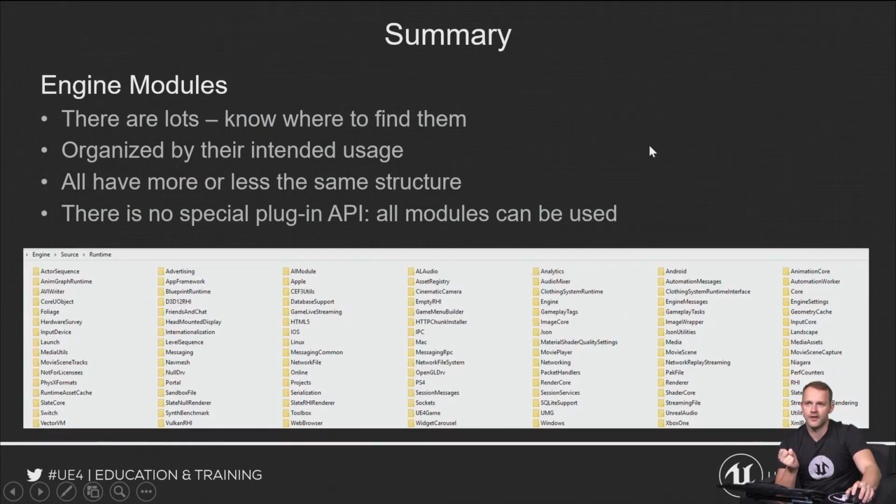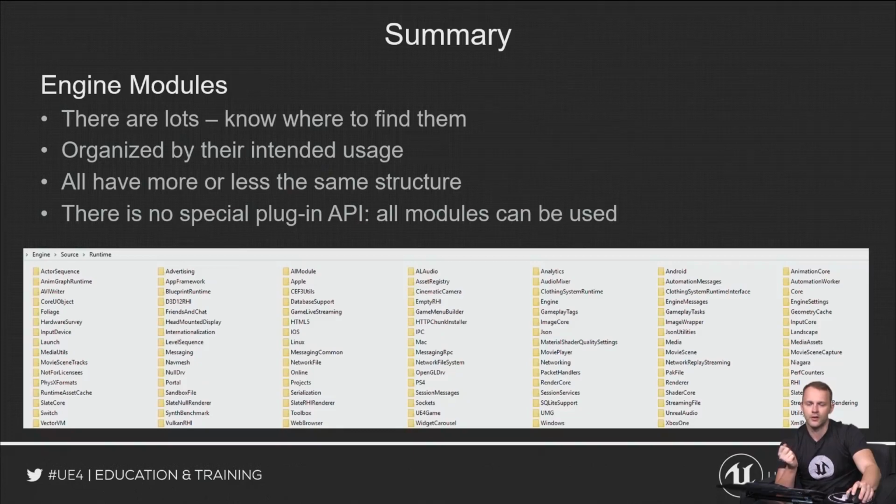All right, so that's it. To sum it up, there are a lot of modules in Unreal Engine 4. Like I said, there are hundreds. I think we have over 250 now. Don't be discouraged. You don't have to know all this code in order to be effective in UE4. You just have to know how to find things. We do organize all these modules by their intended usage, and each of the modules has pretty much the same structure: a public, a private directory, and a build.cs file that configures the compiler.